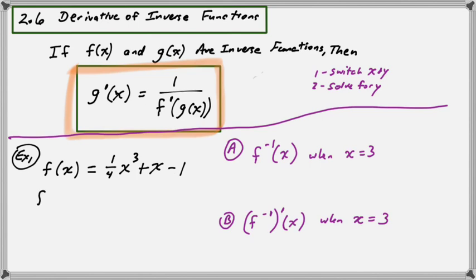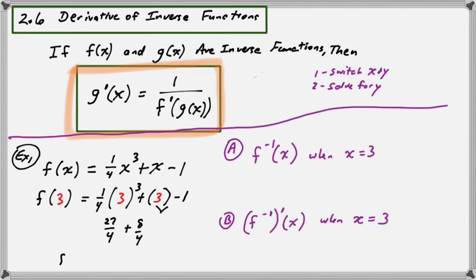So first thing I might do is put a 3 in. So let me put a 3 in, and let's see what we get. If I put a 3 in, 3 to the third is 27, so this would be 27 over 4. This combines to give me 2, which is what? 8 over 4. So does that mean f of 3 is 35 over 4? Or does it give me an ordered pair for f of 3, 35 fourths?